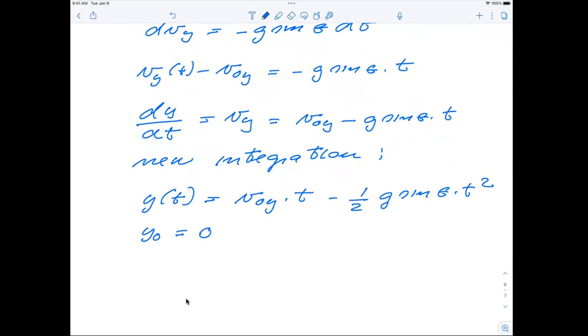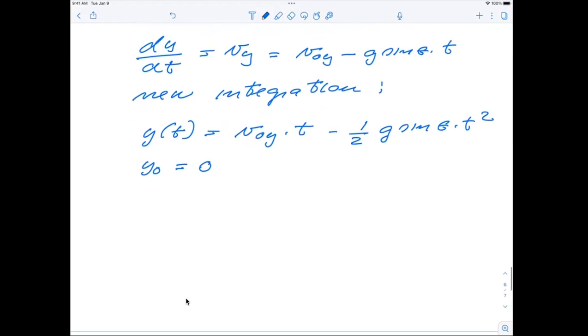Now for the z direction, we have no force. We have an initial position, which is 0. And we have an initial velocity, which is 0. That means that it stays at rest in the z direction. So what this means is that z of t is simply going to be equal to the roundest number you can think of, 0. So this is the solution of the equation.